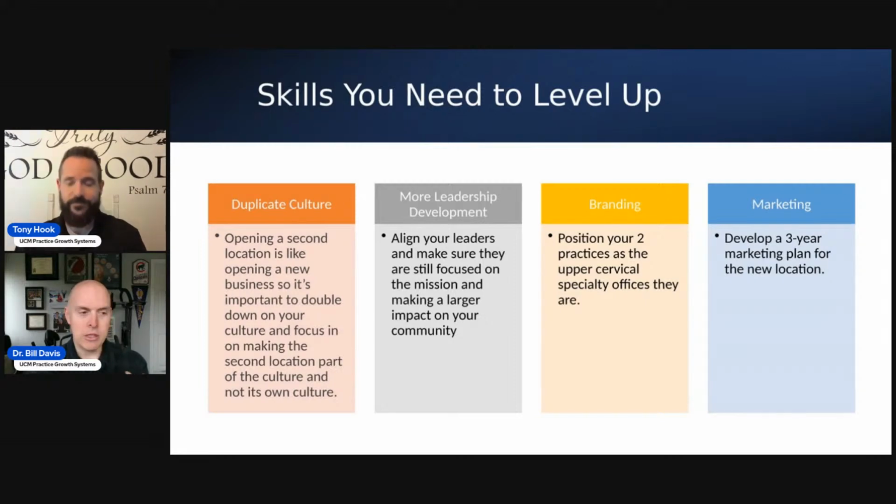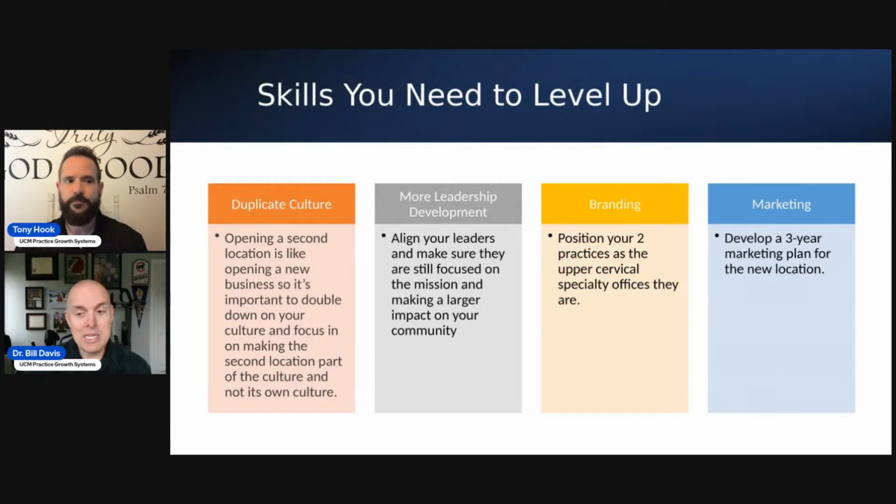You've got to make sure that they're on the same page, that everybody is speaking the same language, you have the same systems in place, that the whole team is connected to the mission, to the purpose, to the values, that the values are consistent, all that kind of stuff. That duplication of the culture is so important.